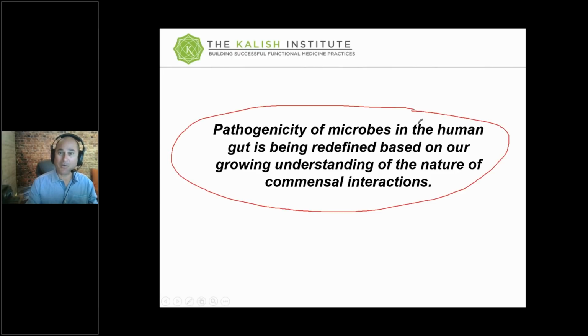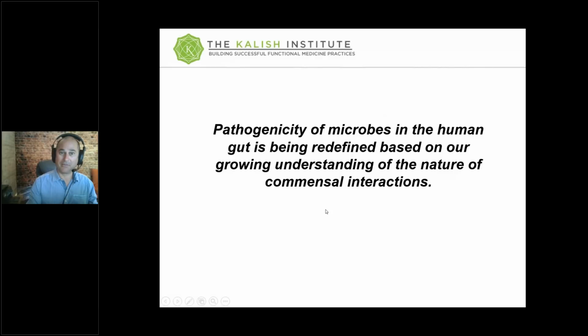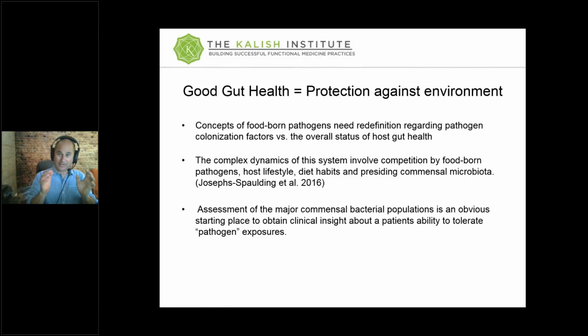So the pathogenicity of microbes in the human gut is being redefined based on our growing understanding of the nature of commensal interactions. Turns out this stuff is really important. So the idea of it just being good guys and bad guys in fixed positions is not necessarily true. One of the things you can do is assess the pathogens, and there are lots of great lab companies out there that do that. But as part of that assessment, you should also have a general understanding of the status of the commensal bacteria, because ultimately at the end of the treatment program, you're going to want to have the microbiome in great shape.